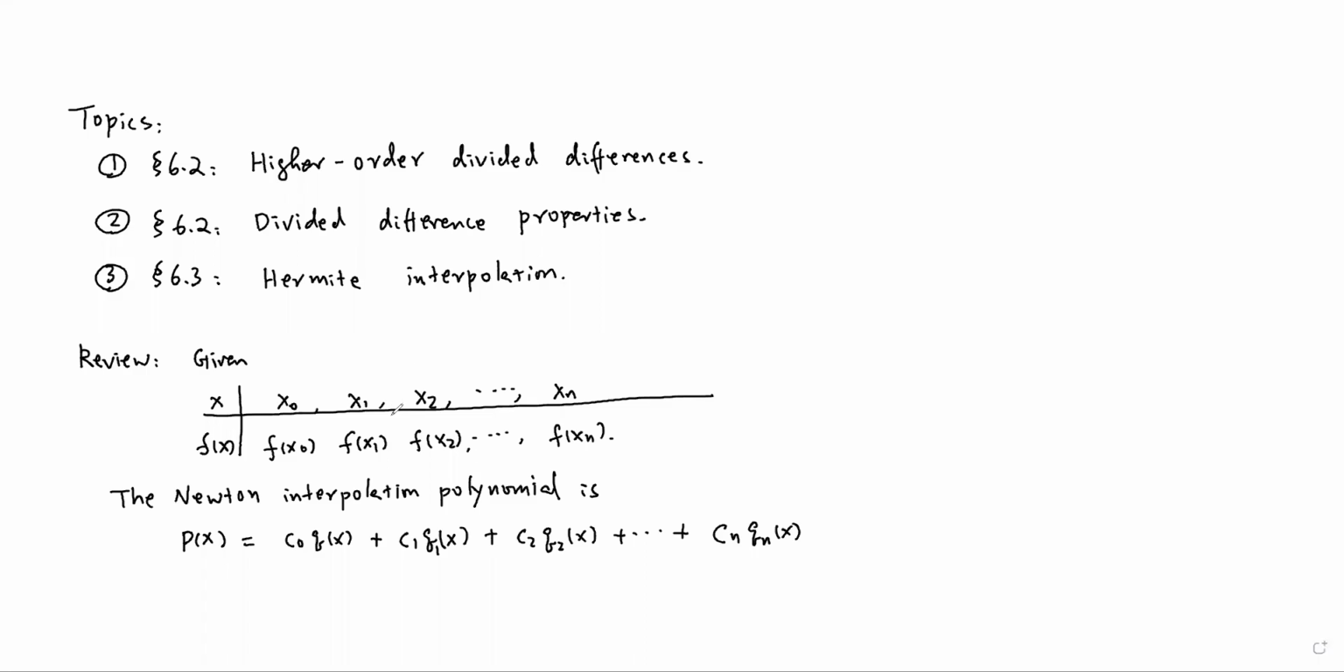Okay. Today we still study section 2, and if we still have time, then study section 3. Take a review about some key points from the last class. Suppose we are given a table of function values about function f.